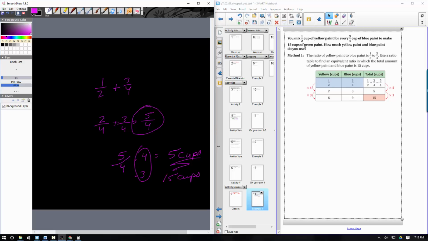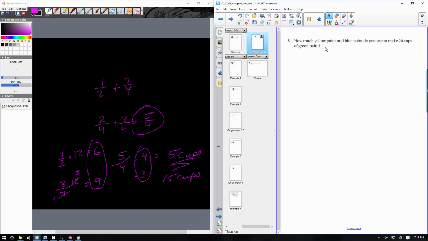So if I take 1/2 times 12, I will get 6, which is what this answer is right here. And if I take 12 times 3/4, so I'll do 3/4 times 12. And notice I'm just entering in these initial numbers. This will cross cancel, and this becomes a 3, and this becomes a 1. And 3 times 3 equals 9. And 9 plus 6 is my 15. I have 6 of the yellow and 9 of the blue, and that will equal a total of 15.